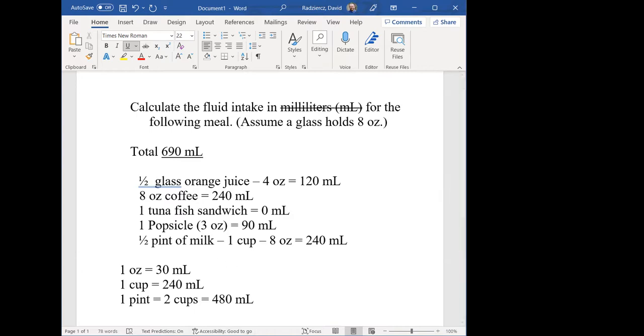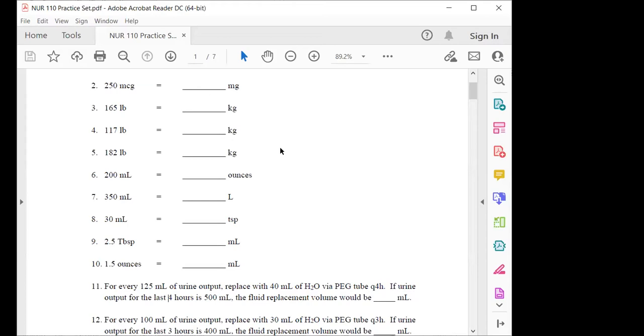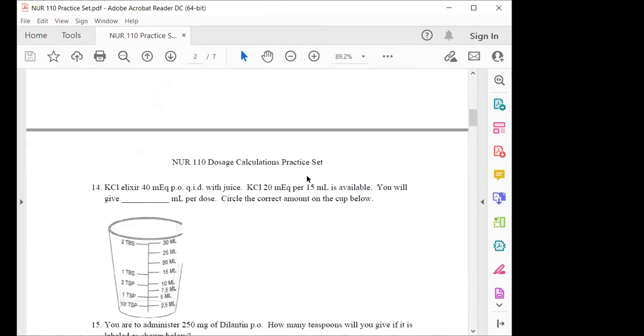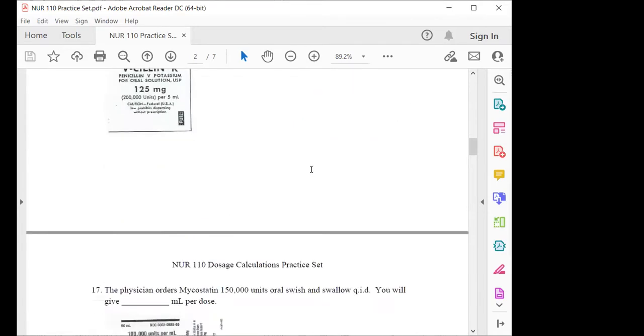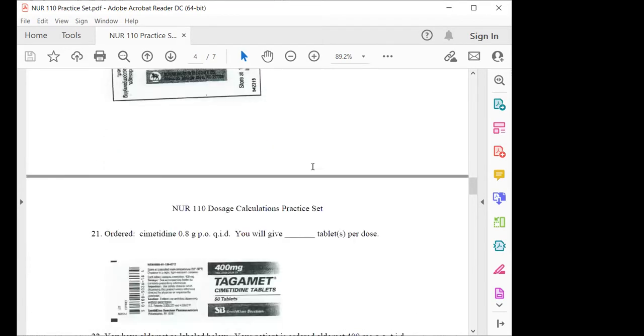All right, we'll come back to that. Let's go back to the practice set here. Now, I told you I'd give you some pictures of syringes. I didn't get that ready yet, but I wanted to show you what different syringes might look like, just to pay attention to.